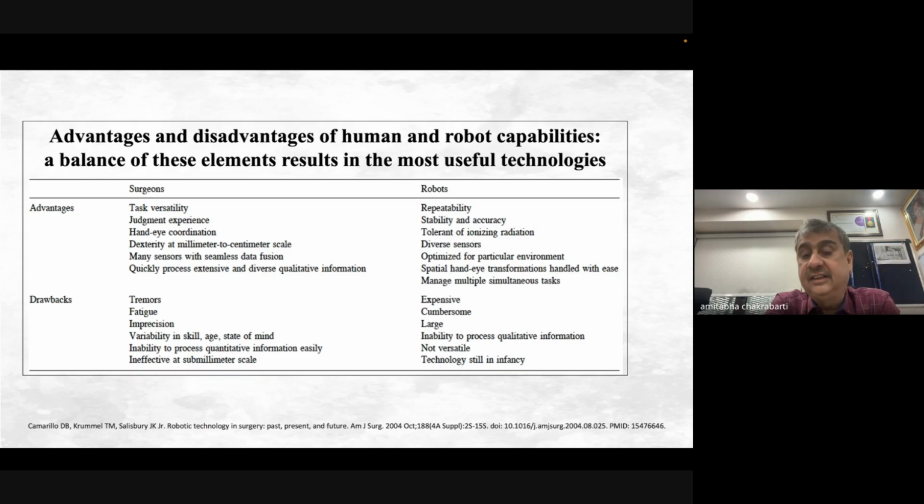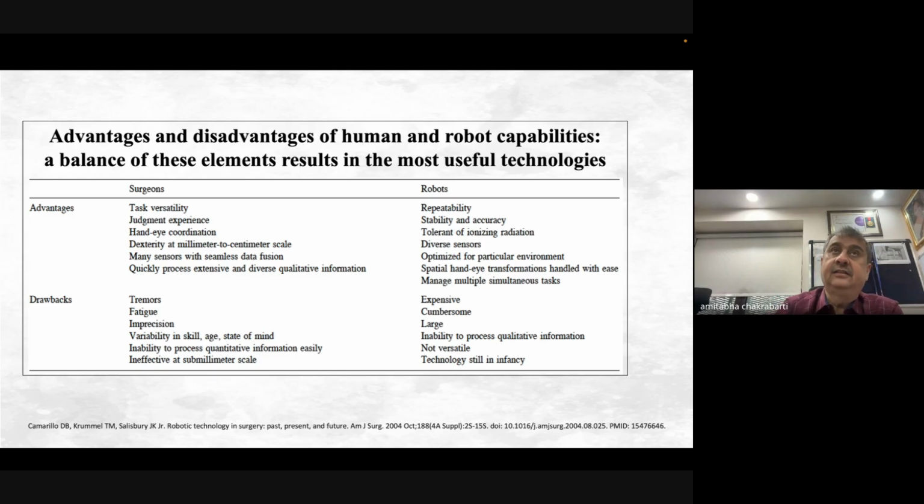Several drawbacks are there. The advantages of robots are repeatability, stability, diverse sensors, tolerance of ionizing radiation, and the ability to manage multiple simultaneous tasks, and many such. Disadvantages are that they are large, expensive, cumbersome, not so versatile, and the technology is still in its infancy.